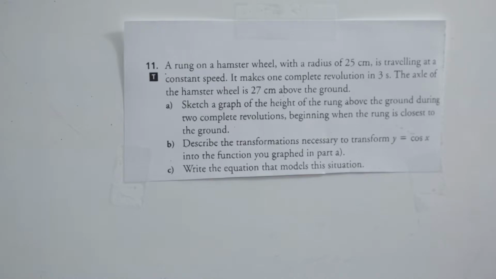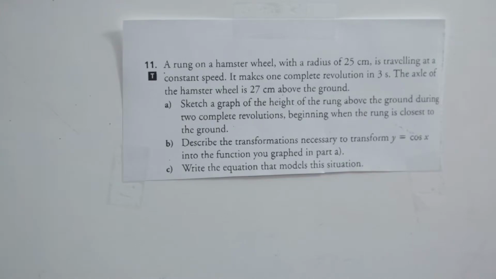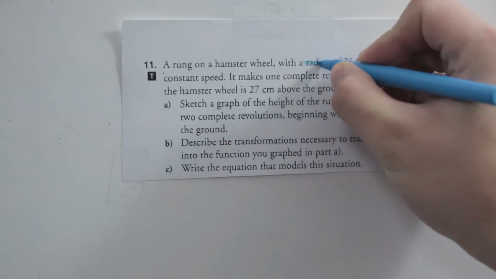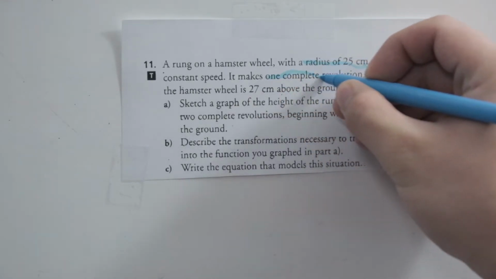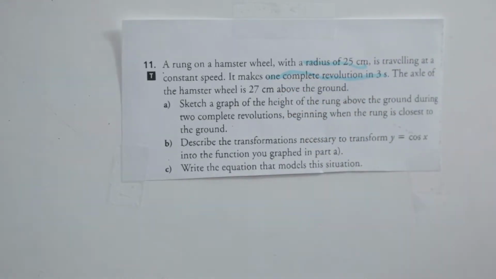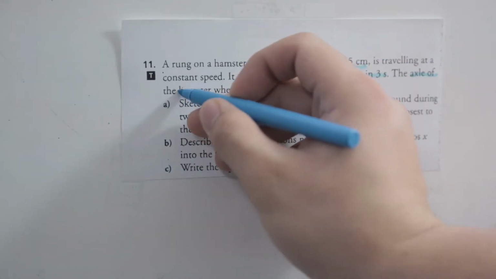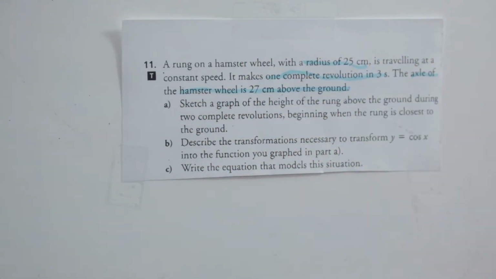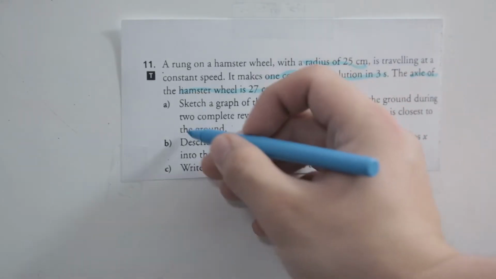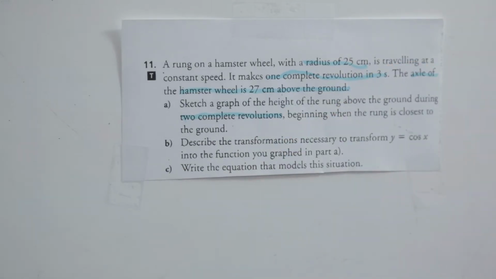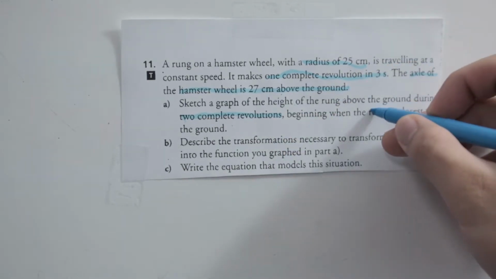So 11A is asking us to sketch a graph of the height of the rung above the ground during 2 complete revolutions, beginning when the rung is closest to the ground. The important parts to this question are the fact that the radius is 25 centimeters, it makes one complete revolution in 3 seconds, and the axle of the hamster wheel is 27 centimeters above the ground.